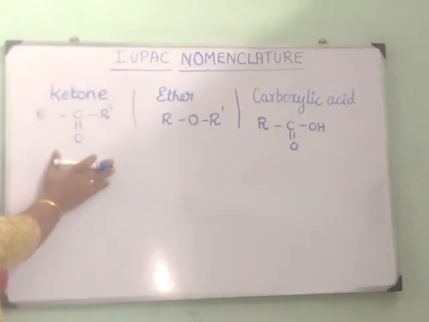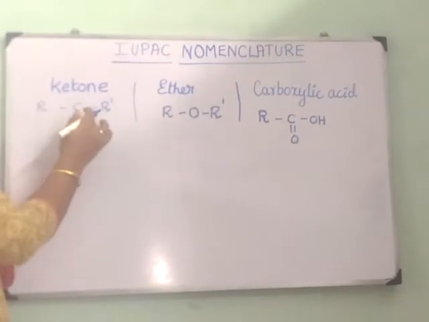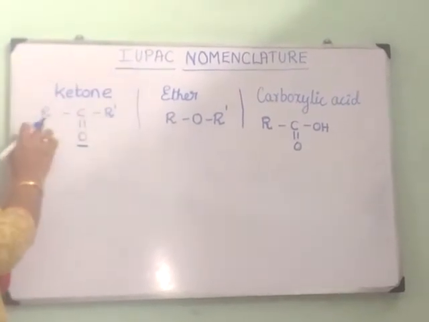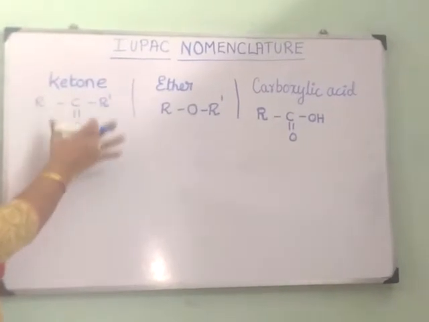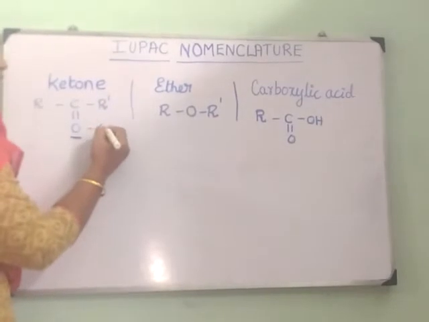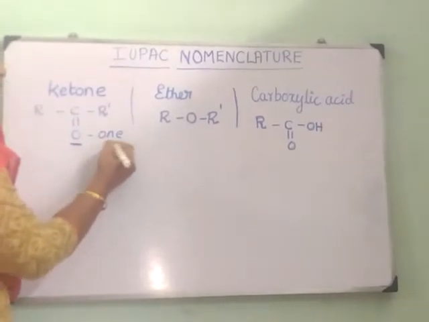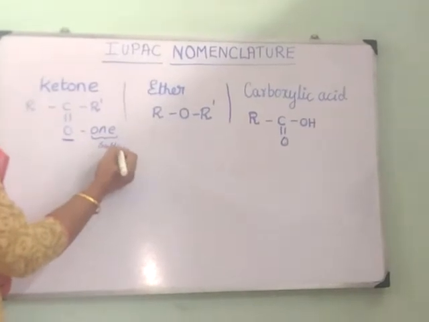Ketone bodies. To name a ketone, as we already know, the functional group is C double bond O. I have put R and R dash, that means a hydrocarbon chain is attached here, and C double bond O is the functional group. The name will be one. This is the suffix for ketone. The suffix for ketone is one.